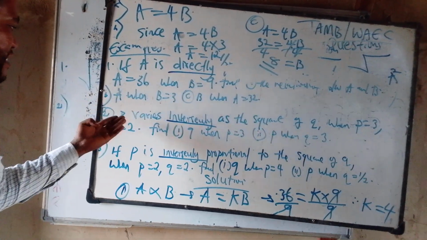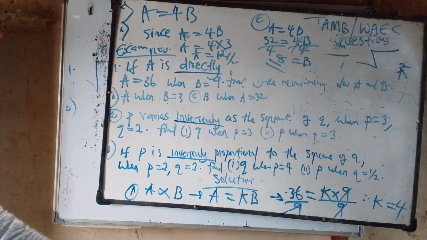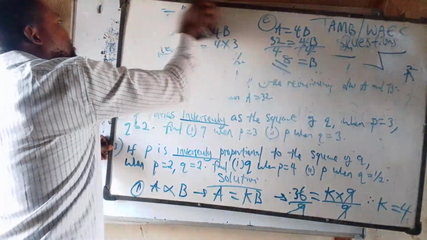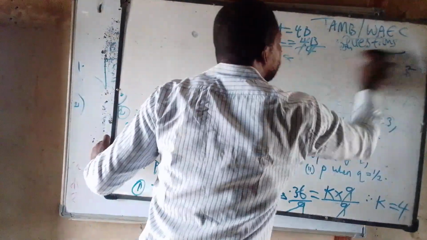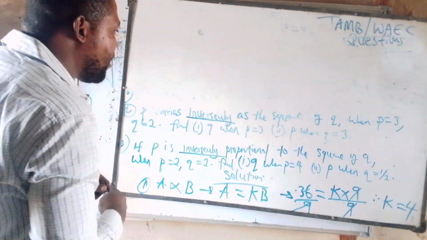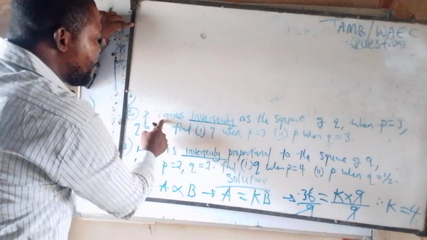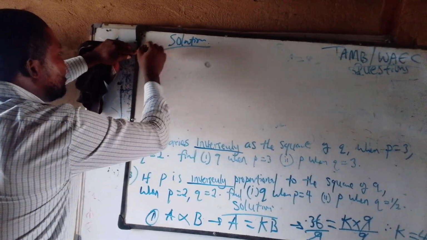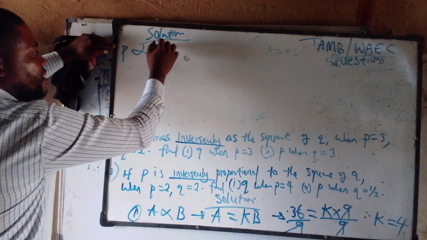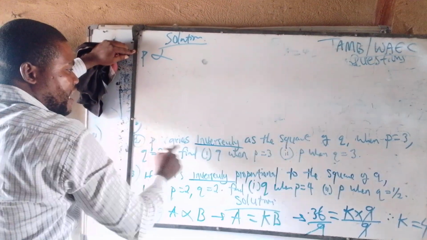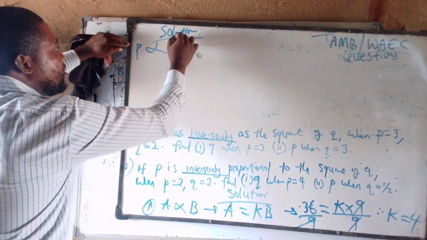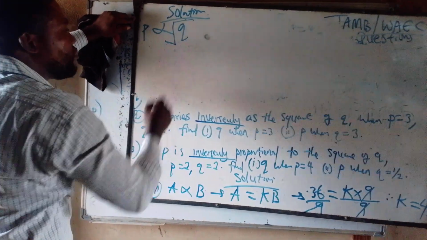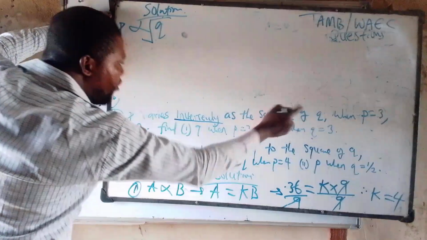Now let me look at the second one. As I've told you before, this is inverse variation. What is varying and what is it varying with? P is varying inversely as the square of Q. Solution to number 2: P is varying inversely as the square of Q. If they had said square root of Q, I would be writing the square root of Q, but they have said square of Q.